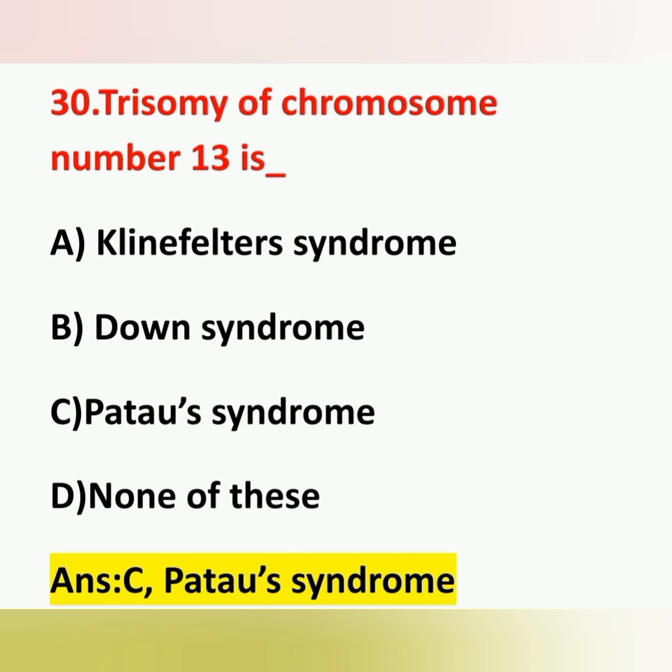In Patau's syndrome, trisomy of chromosome number 13. Down syndrome, trisomy of chromosome number 21. And Klinefelter syndrome, the first option, that is one extra X chromosome. Boys with one extra X chromosome. Normally 46 chromosomes, but in case of Klinefelter syndrome, there are 47 chromosomes, that is XXY.